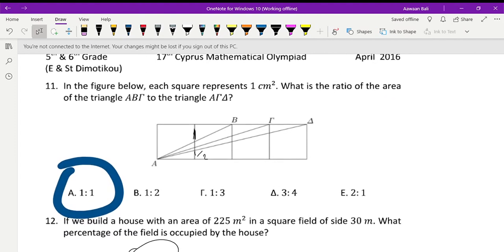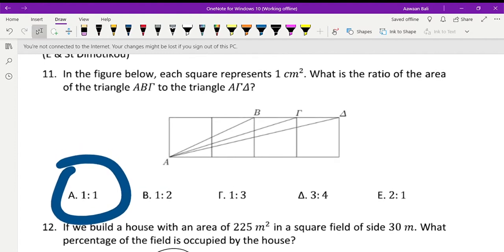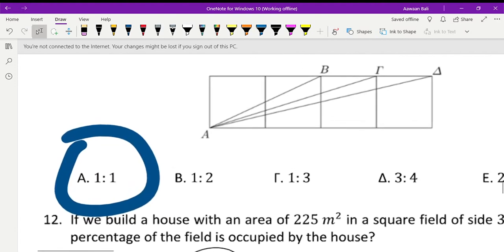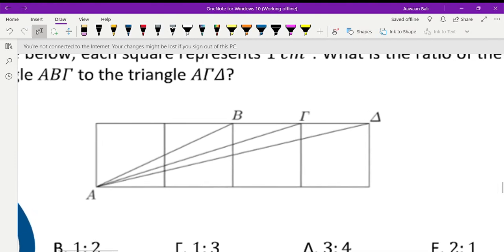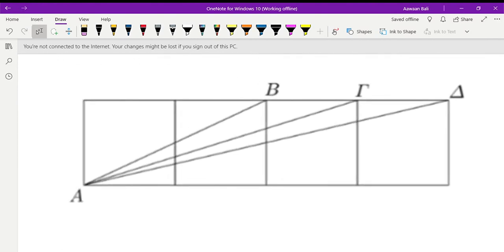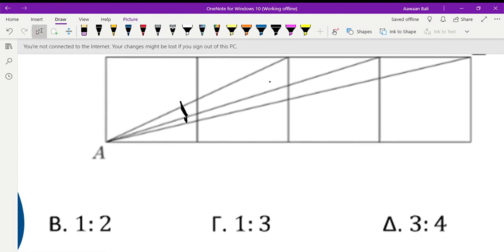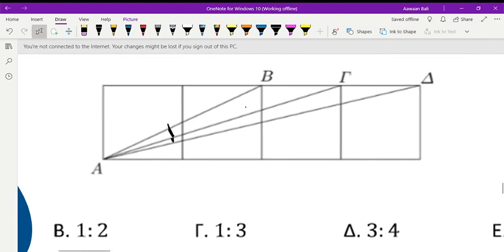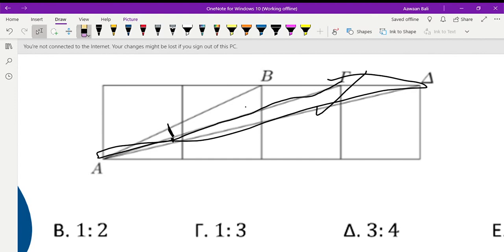Now, question number 11. In the figure below, each square represents 1 centimeter. What is the ratio of the area of the triangle alpha beta gamma to the triangle alpha gamma delta? It's 1:1, which is basically saying they're equal. Let's look at this. Here it starts wide and it gets wider, but here it starts thinner, but then it covers up more space. And then alpha gamma delta, this triangle, starts thinner, but then it covers up more space at its base.